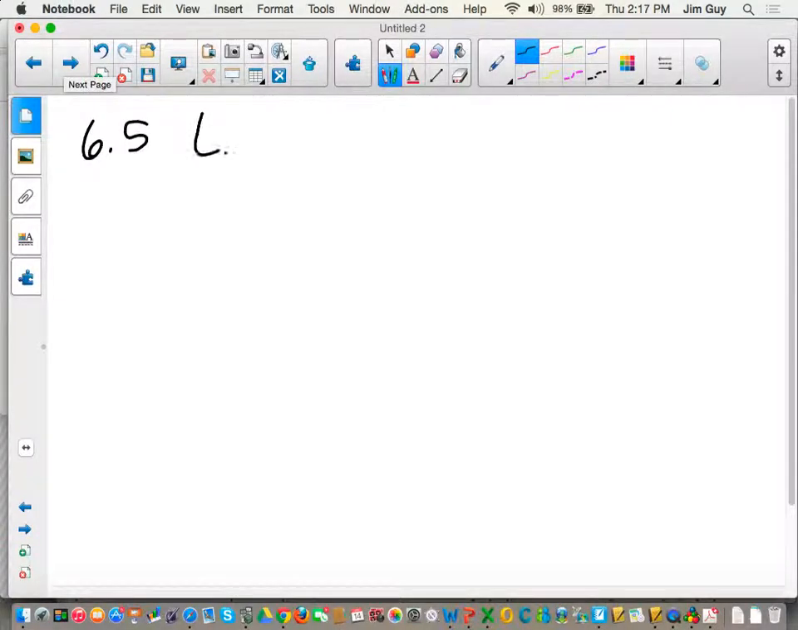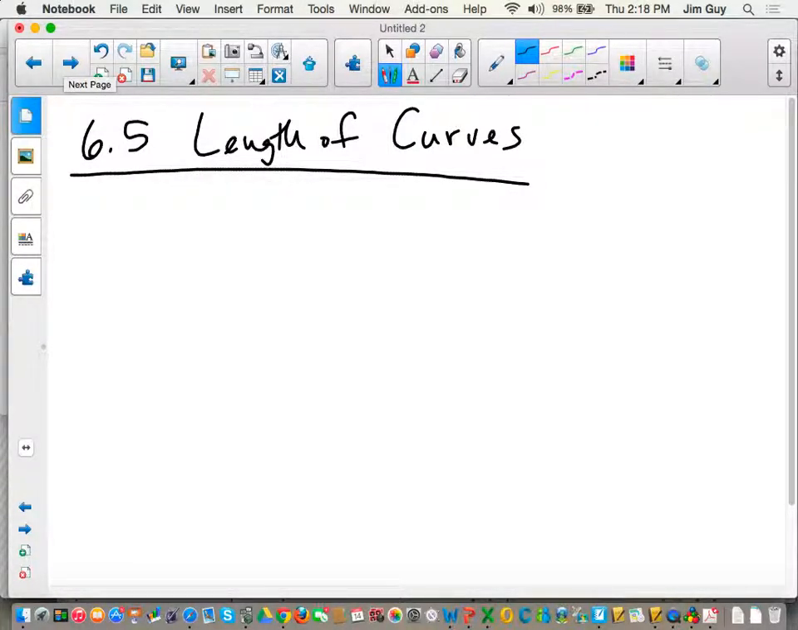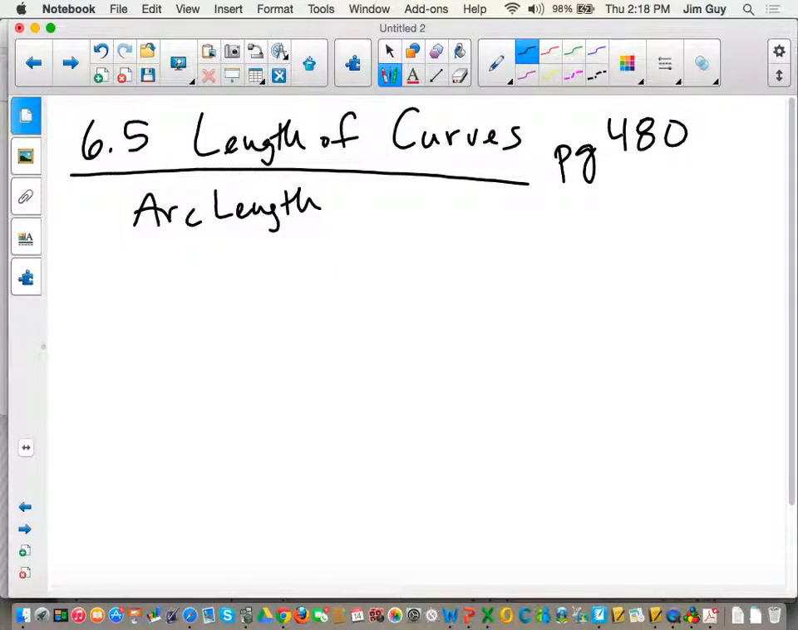6.5. Length of curves. In other words, arc length. This is on page, good question, I don't know, I didn't write it down, let's see. 480. Okay, so we're going to find lengths of curves, arc length. You remember your glory days of geometry, you got 112% or whatever, I'm sure? Find arc length there, right, of circles. That's all the arc length you could do.